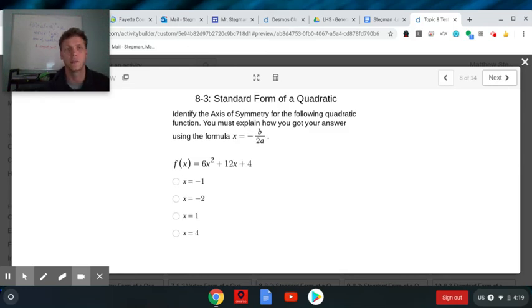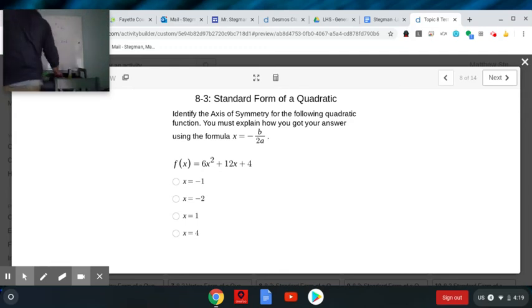All right, so that was it for 8.2. Next, we're going to take a look at 8.3. This is standard form. Standard form of an equation is y equals ax squared plus bx plus c. This particular problem wants us to find the axis of symmetry, which we already know is the x value of the vertex.